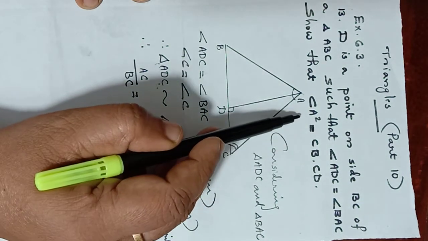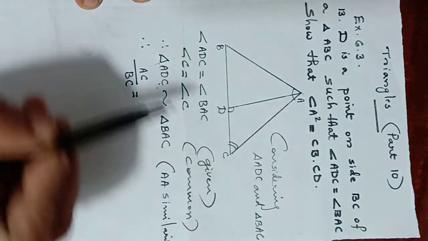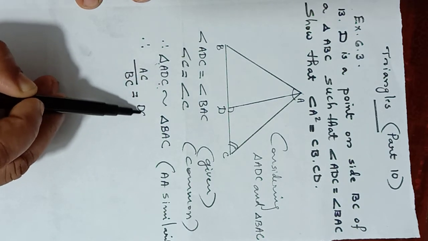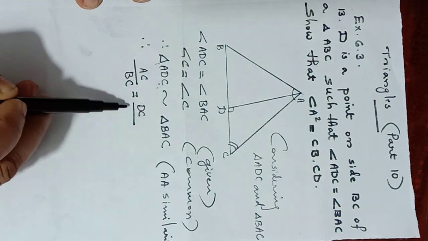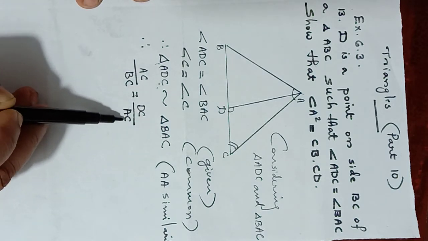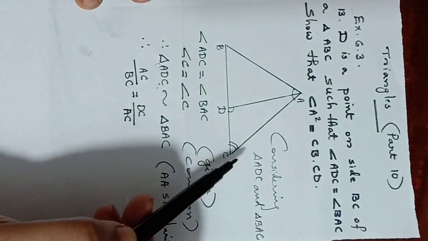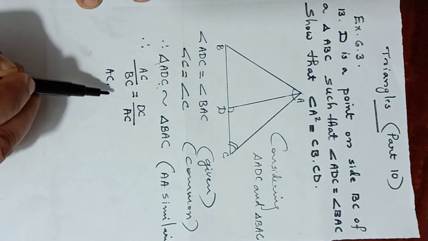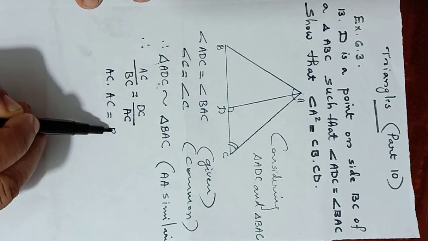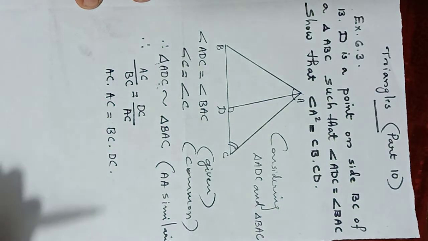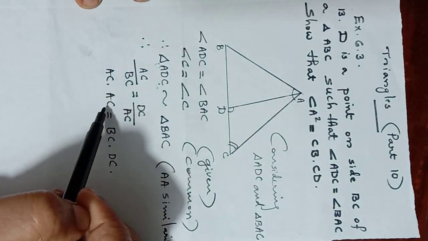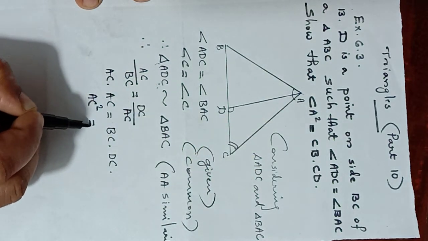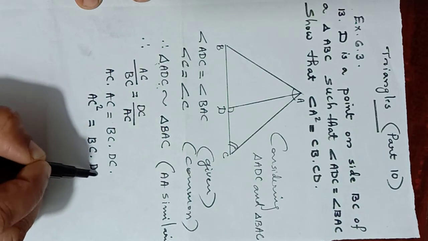If BC has come this side, we are left with CD. So isn't it DC here, or CD or DC? It is the same. So DC by, if it is DC, we have to take AC. AC and CA are the same. Okay, so AC into AC is equal to BC into DC. AC into AC is AC square, that is the same as CA square. So AC square equals BC into DC.